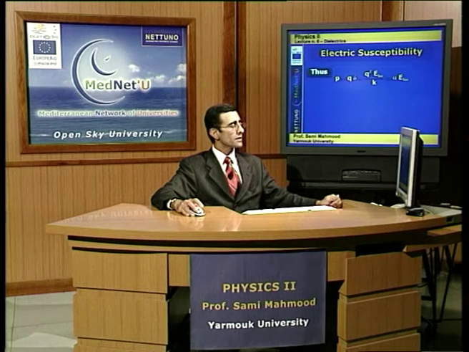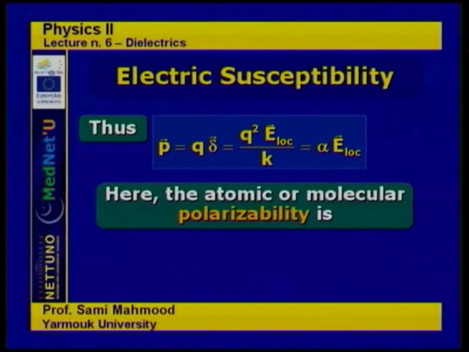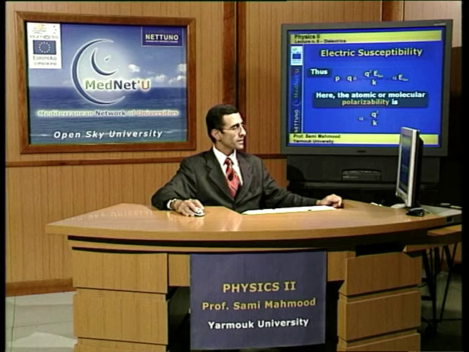And thus, the moment p is equal to q times delta, which is q squared times E local over k, the spring constant sort of. And this is simply a constant alpha times the local field strength. And alpha is the polarizability here. And alpha is equal to q squared over k from this definition, from this equation. This defines the polarizability.